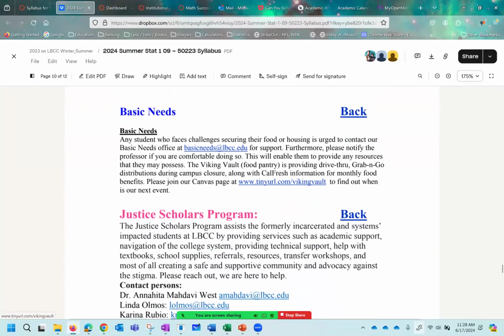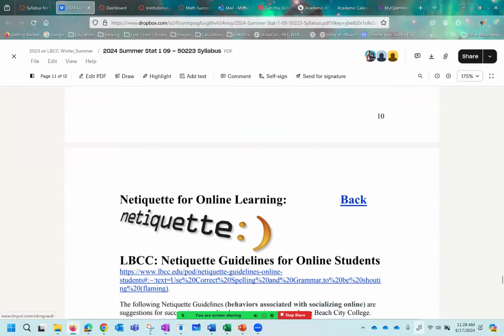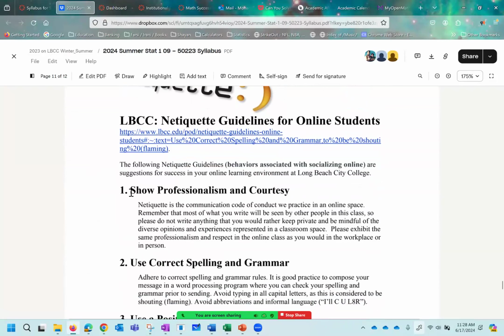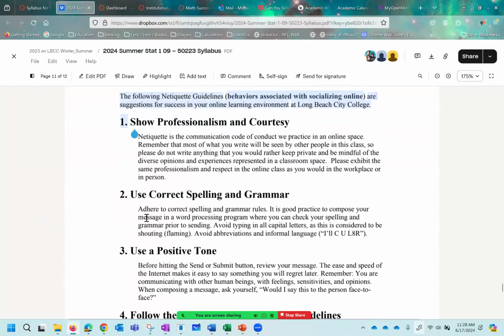Basic needs, Justice Scholar programs, netiquette. In short, whether we are in class or we are taking it online, it's important to follow certain guidelines. For example, we want to definitely show that we are professional and courteous towards one another. We use correct spelling and grammar; although it's online, it makes no difference.